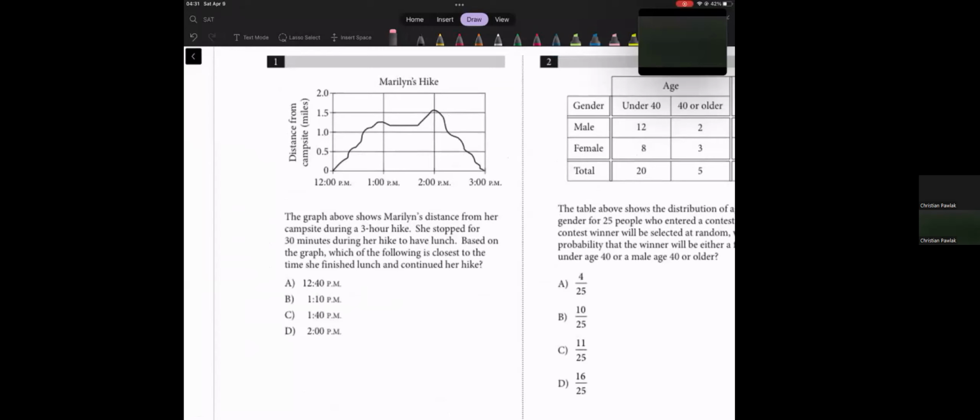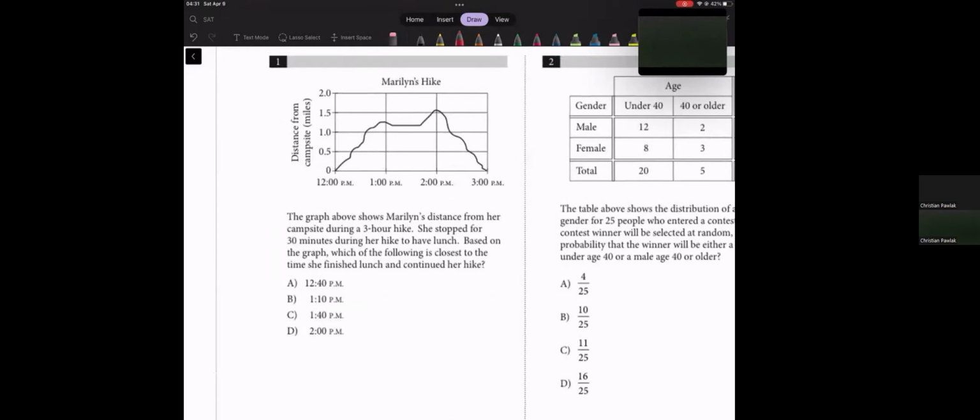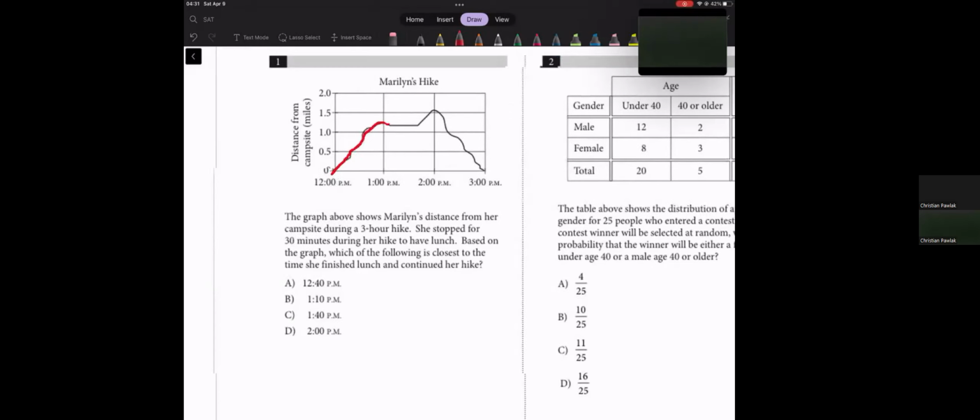Starting with number 1. The graph above shows Marilyn's distance from her campsite during a 3-hour hike. She stopped for 30 minutes during her hike to have lunch. Based on the graph, which of the following is the closest time she finished lunch and continued her hike? So based on this graph, you can see she was hiking, she was climbing. And then all of a sudden, she just stopped climbing, or she stopped hiking, because her distance from the campsite is not changing for this period of time. So you can see during that time she stopped and then she just kept going on. So right there must have been where she took her lunch.